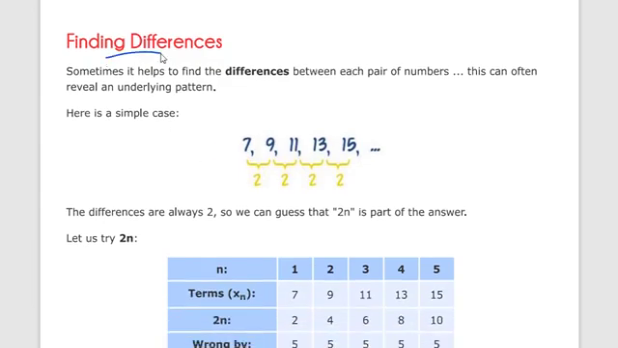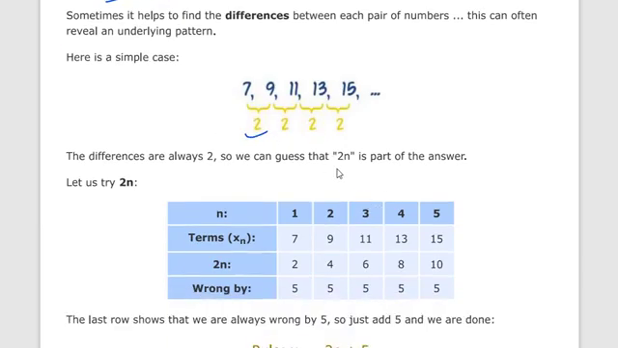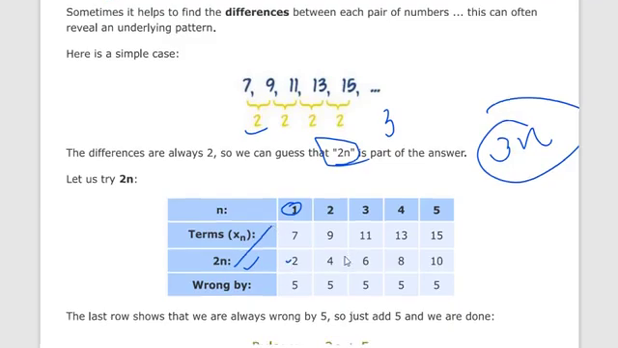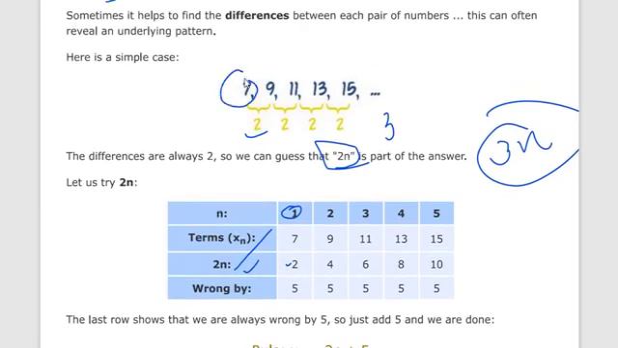Now, the simple method for finding the rule of any sequence: first of all, you have to find the difference between two terms. Here you can see that we have a difference of 2, so we can say the formula contains 2n. If the difference is 3, the formula contains 3n. So with 2n, for the first term n equal to 1, we get 2. But our original sequence starts from 7.